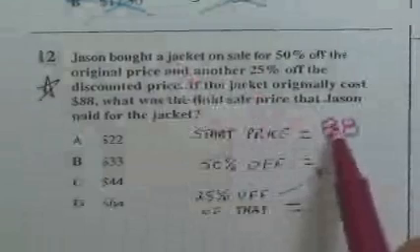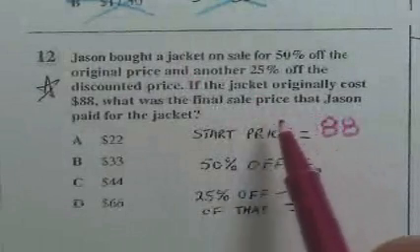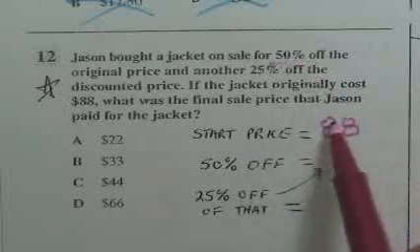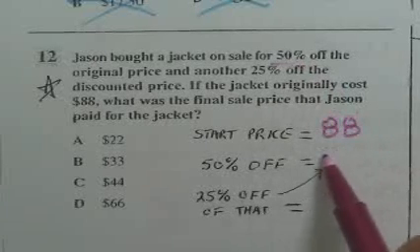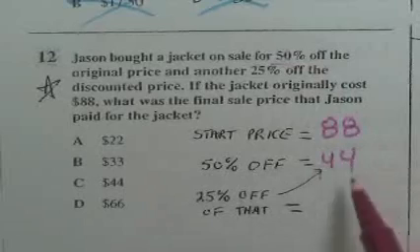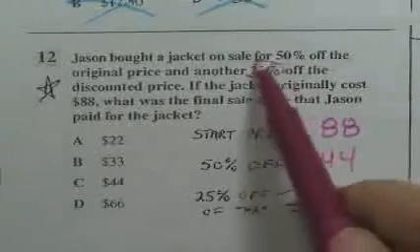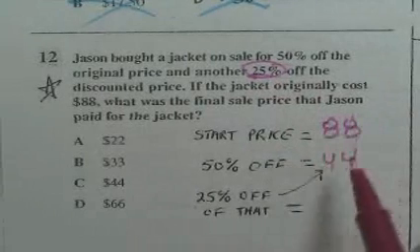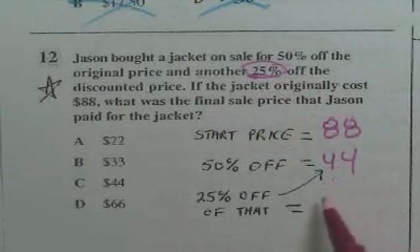Okay, Jason buys a jacket for $80. Actually, it starts off at $88. He gets 50% off of that. Well, 50% knocked off would leave you with $44. That's just half. Then he gets another 25% off of that. So how much is it going to cost him? So we need to find 25% of 44.